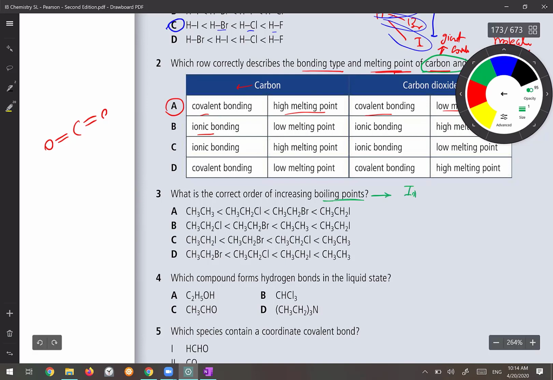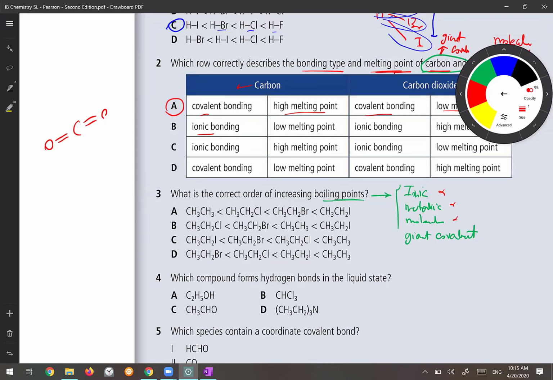Are you comparing ionic compounds with each other? Are you comparing metallic compounds with each other? Are you comparing molecular compounds with each other? Or do you have the giant covalent structure? What type of structure do they have? Sometimes some of the questions have one ionic, for example, one metallic and one molecular, and they are comparing the boiling point of them, exactly like question number 2.